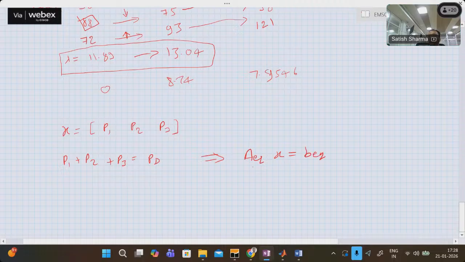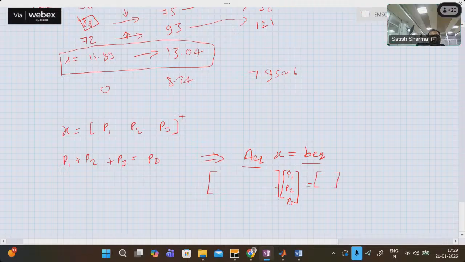Now in MATLAB, everything goes in terms of matrix. What will be the value of AEQ and what will be the value of BEQ? I will put a matrix AEQ here. I will place X. So X is basically a transpose, a column vector. So I will place P1, P2, P3, and then equals BEQ, which is also a matrix.